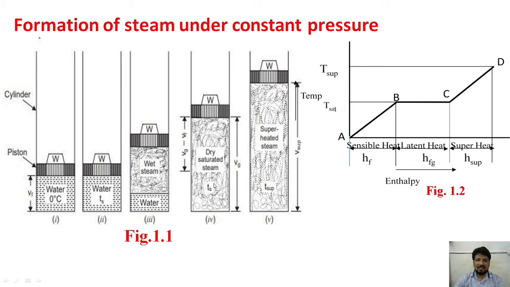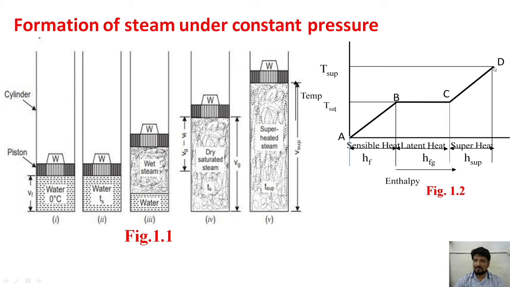Again in figure 5, when it reaches C, it is dry steam. The dry steam is further heated, which is converted into superheated steam. Again the temperature is changing. From B to C is the constant temperature. From C to D there is a rise in temperature, and it reaches point D.